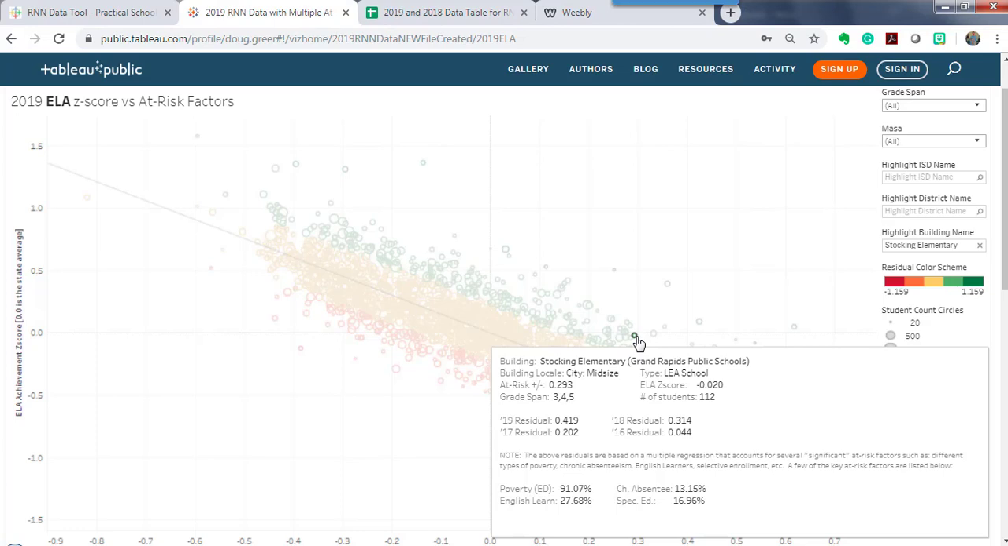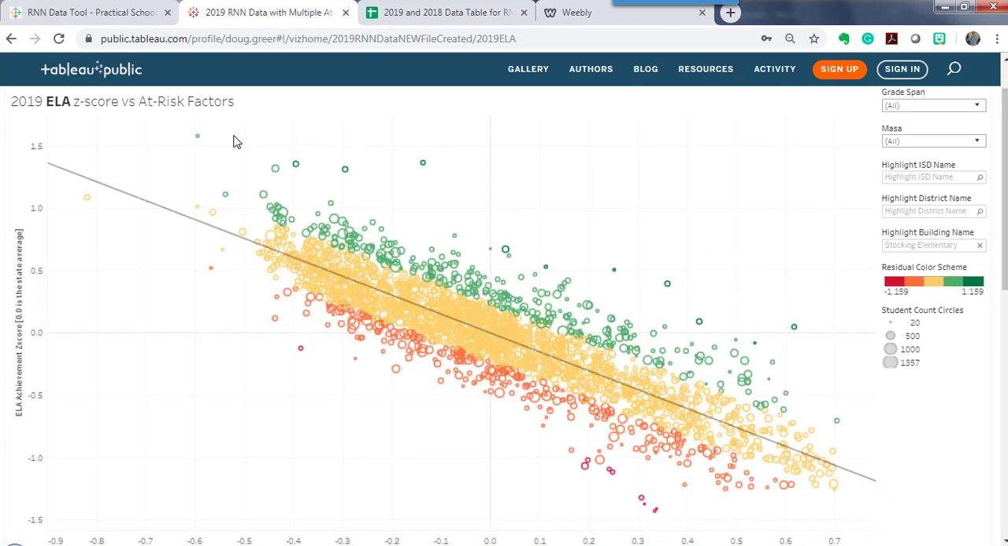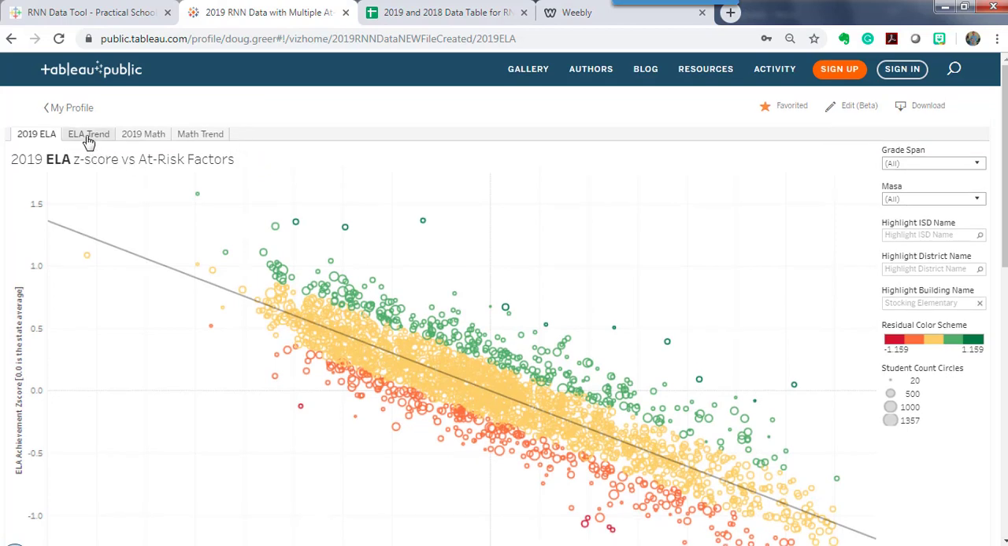And if you look at their residuals, you'll see that currently they're at about a 0.419, but previously they're at a 0.3, in 2017 at a 0.2, and in 2016 at a 0.04. So you can see actually quite a bit of improvement with Stocking Elementary. And another way to look at that is at the top there are 4 tabs.